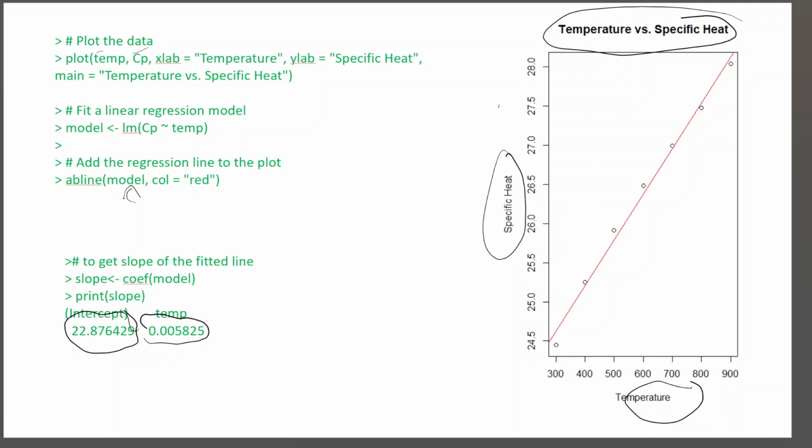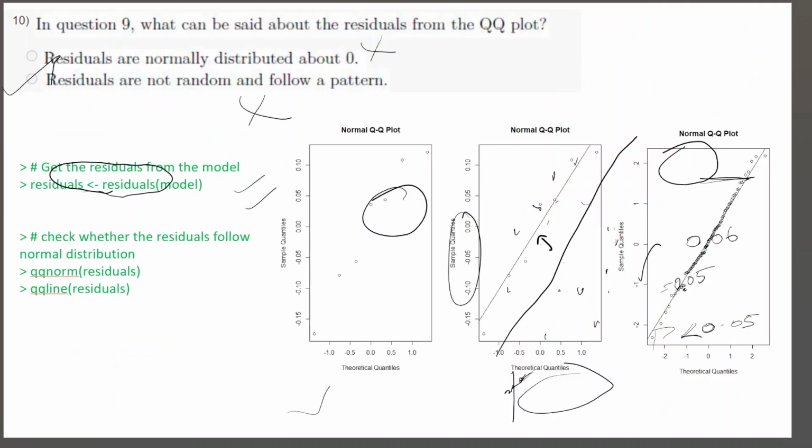Moving on to the 10th question. In question 9, what can be said about the residuals from the QQ plot? So residuals for the model can be obtained by residuals of model.